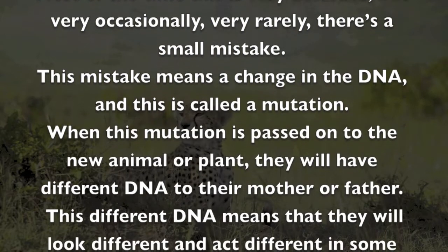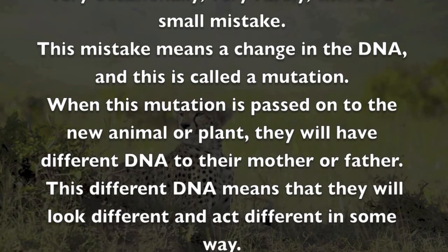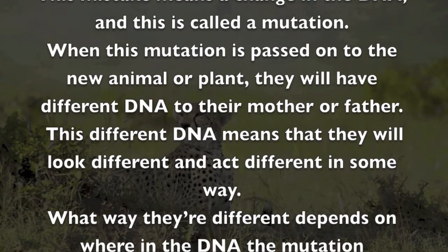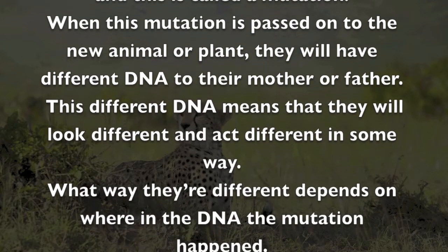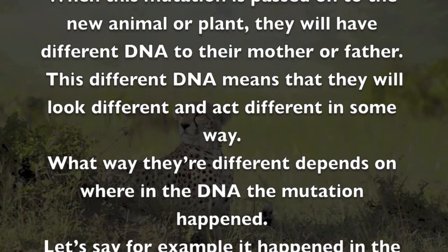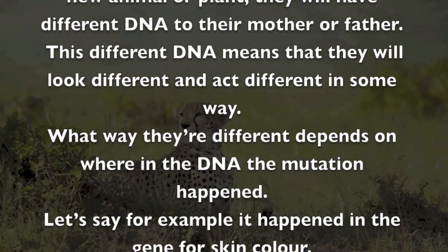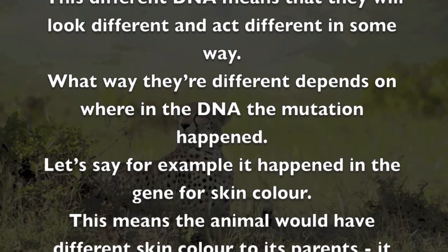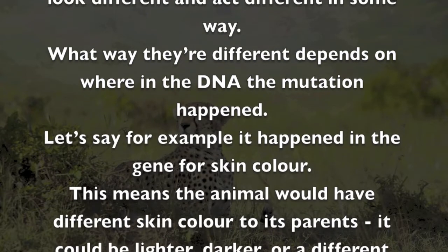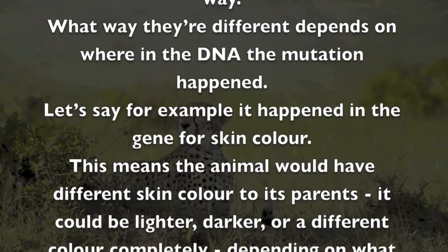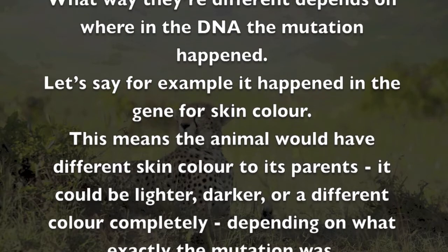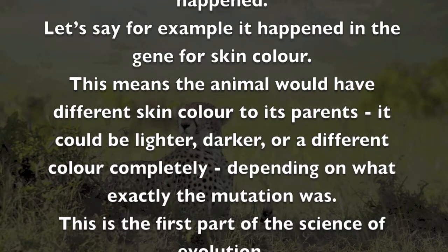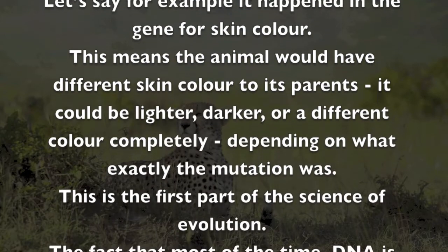When this mutation is passed on to the new animal or plant, they will have different DNA to their mother or father. This different DNA means that they will look different and act different in some way. What way they're different depends on where in the DNA the mutation happened. Let's say, for example, it happened in the gene for skin colour. This means the animal would have different skin colour to its parents. It could be lighter, darker, or a different colour completely, depending on what exactly the mutation was.